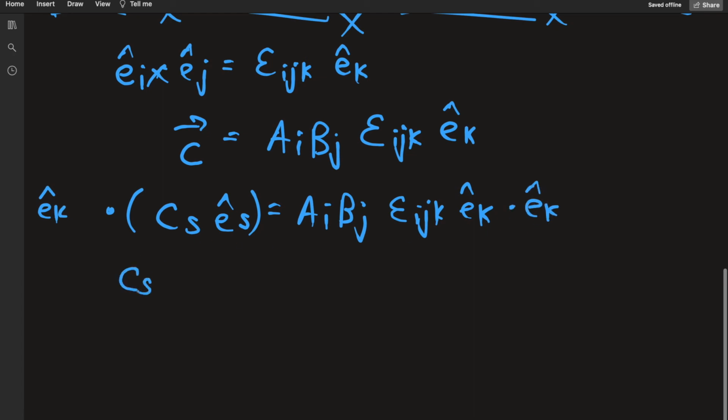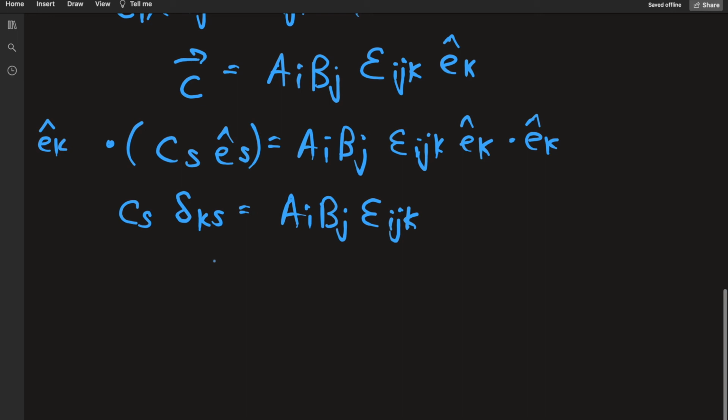Well, you're dotting basis vectors, so you're going to get Kronecker delta ks. I hope you remember from the previous slide. A sub i B sub j epsilon ijk. These will just become one because they're the same index, right? It's not different indices. If there were different indices, you'd have to introduce a Kronecker delta for those two. But since they're the same, they're always going to be one.